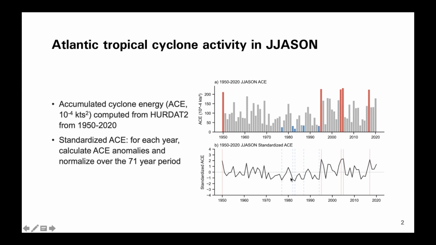Now, figure B shows the same ACE values, only standardized. So the ACE anomalies for each hurricane season are computed and then normalized, where the 5 most active years are given by the solid vertical lines here, where the 5 least active years are shown by these dotted lines. So we will be returning often to this type of standardized ACE time series.